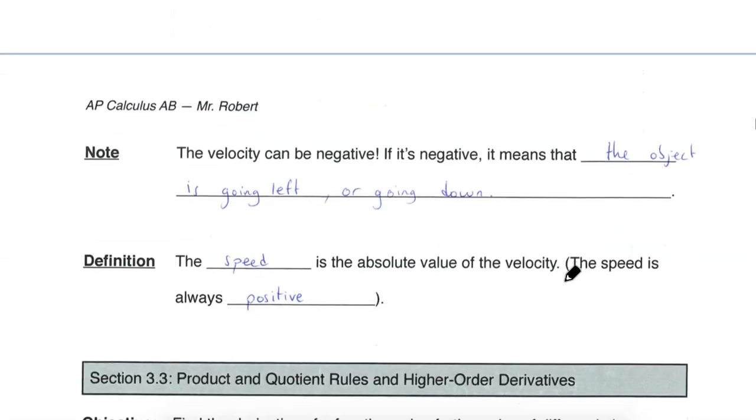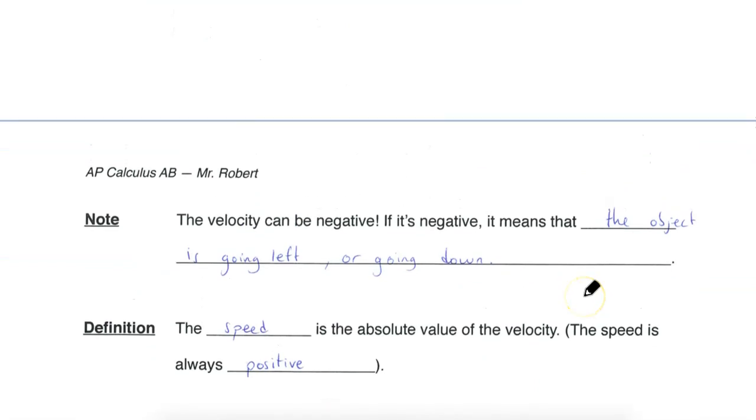And last 2 comments. The velocity can be negative. If it's negative, it means the object is going left or it's going down. Secondly, the speed. In real life, we may say speed all the time. In physics and math, you want to be careful. The speed is the absolute value of the velocity. So that means I can have a velocity of negative 12, my speed is positive 12. So it's the absolute value of the velocity.